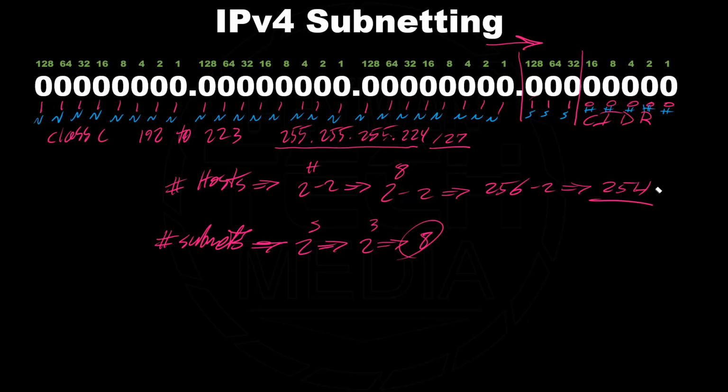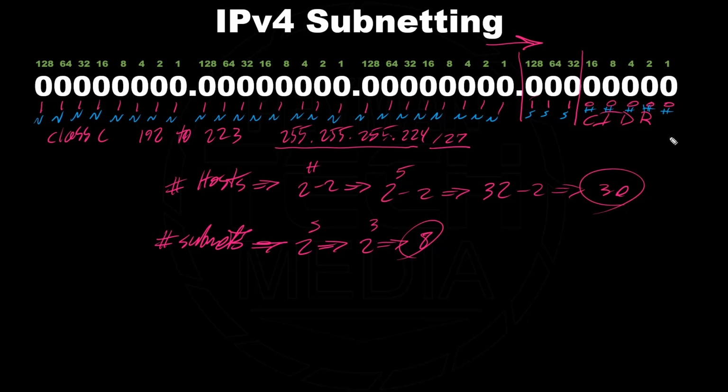How many available IP addresses do we have per subnet? Well, let's find out. We talked about this formula to find the number of hosts: 2 to the power of host bits minus 2. What's our host bits? Zeros represent host bits. 1, 2, 3, 4, 5. So 2 to the power of 5 minus 2, which is 32 minus 2, 30. So it gives us 30 available IP addresses, which you probably saw in previous videos.